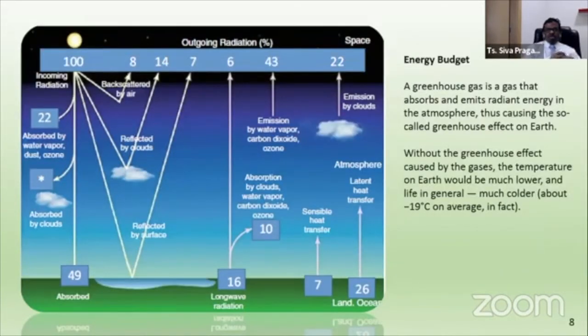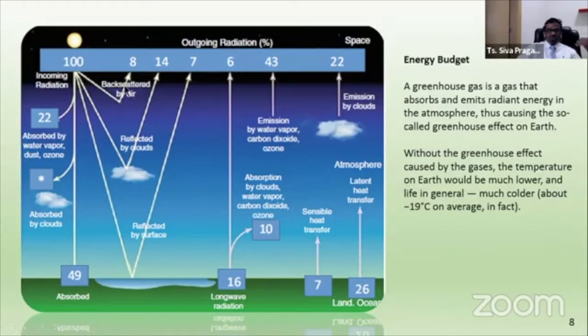All right, on this slide, we are going to be discussing briefly what we call the energy budget, from a very big perspective. You can see from the energy budget in this section that we have 100% incoming radiation, and you can see what happens to all this radiation. Like 22% is absorbed by water vapor, dust, and ozone, and 49% is absorbed by the Earth.